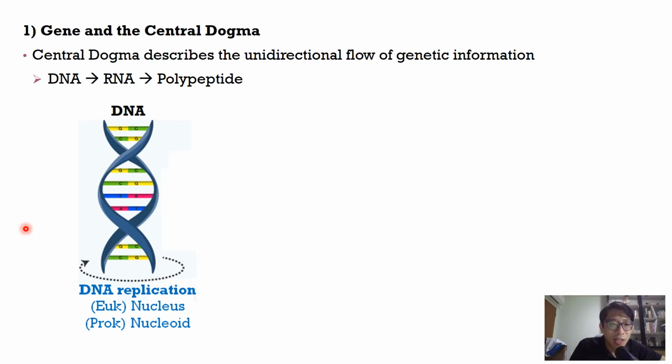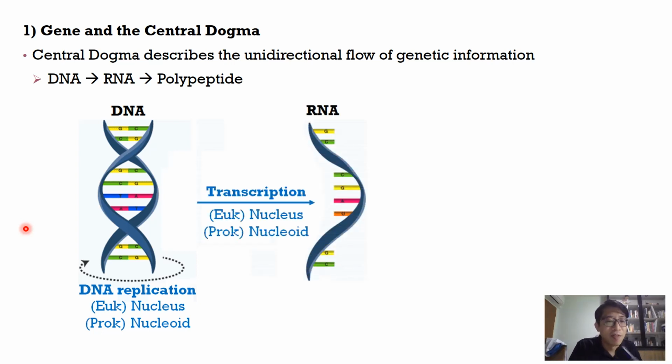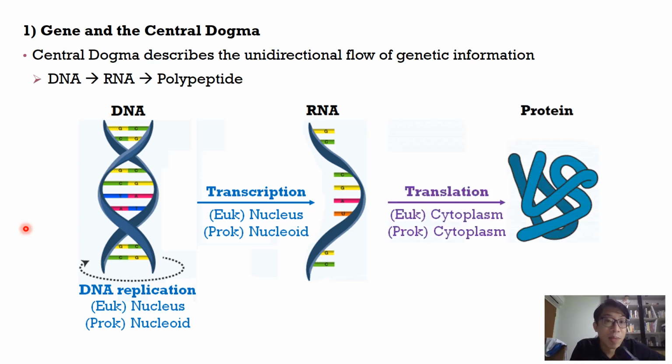So when the gene inside the DNA molecule is expressed, then this genetic information is transcribed into a RNA, or specifically a mRNA, and that happens either in the nucleus or the nucleoid, depending on whether it's a eukaryote or prokaryote. Then this mRNA is translated into a polypeptide sequence, which folds into a protein, and this happens in the cytoplasm, regardless of which kind of cells it is.